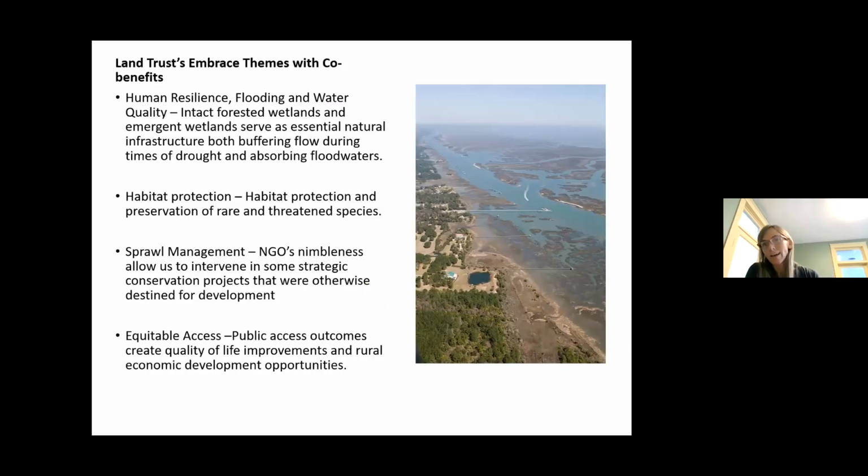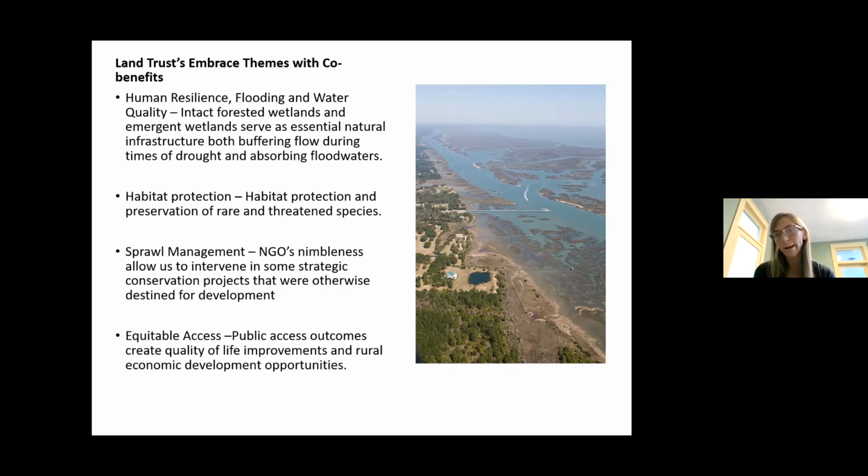We also know that thinking about resilience is just one of the things that land trusts consider when we are protecting properties and prioritizing spaces. So I just want to acknowledge that human resilience and flooding and water quality are themes that I think a lot of us are thinking about in our land protection, but they're just one of many co-benefits that we usually try to address.